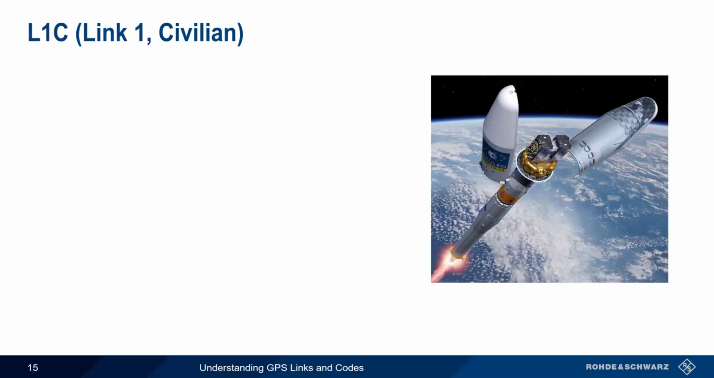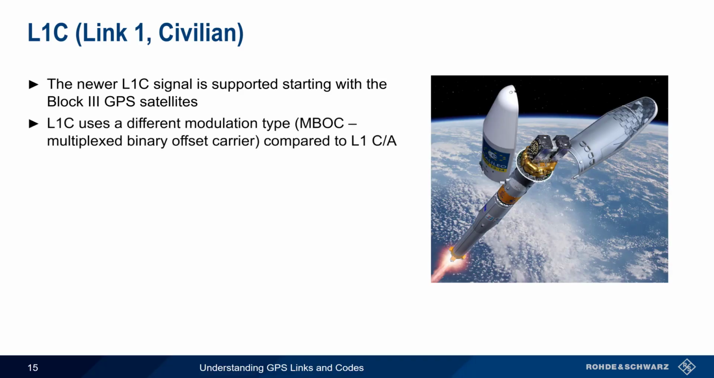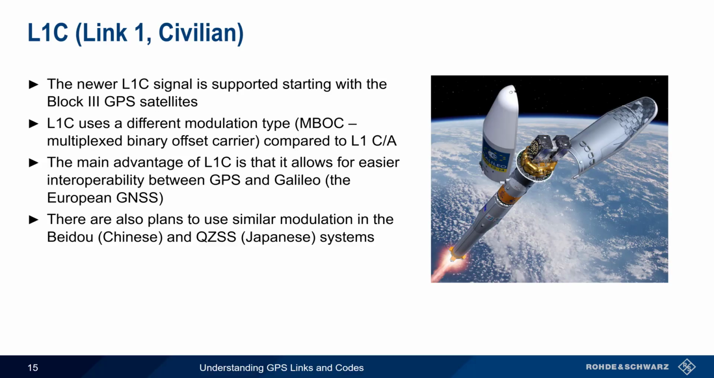In terms of open or non-encrypted codes, there's also a new civilian code on L1, named L1C. This code is supported with the Block 3 or latest generation of GPS satellites. The biggest difference between CA code and L1C is that L1C uses a different modulation type, and the reason this modulation was chosen is that it allows easier interoperability between GPS and Galileo, the European version of GPS. Long-term, there are also plans to use similar modulation in other global navigation systems, like the Chinese Beidou and the Japanese QZSS systems.